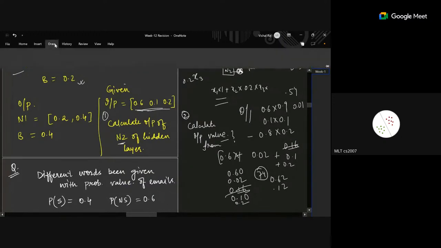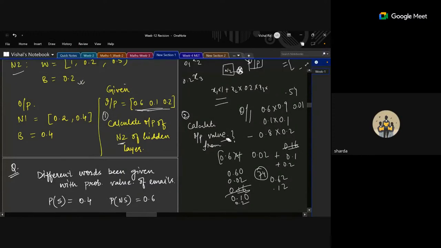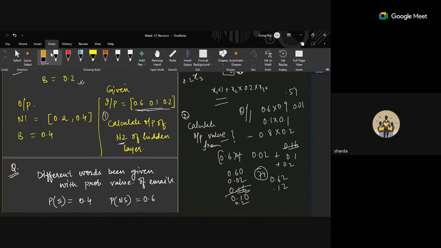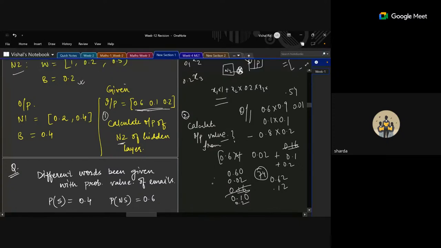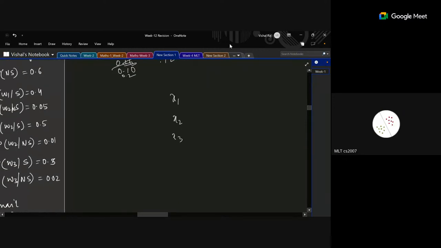Is this clear? Yeah. So we multiply the input with the weight of the neuron of the hidden layer, right? Not the second, sorry, the hidden. Can you make the neural network? Okay, x1, x2, x3 you have, and then you have the hidden layer, and then this is the output, okay? This is the output, and this is the hidden layer. So this is N1 and this is N2.